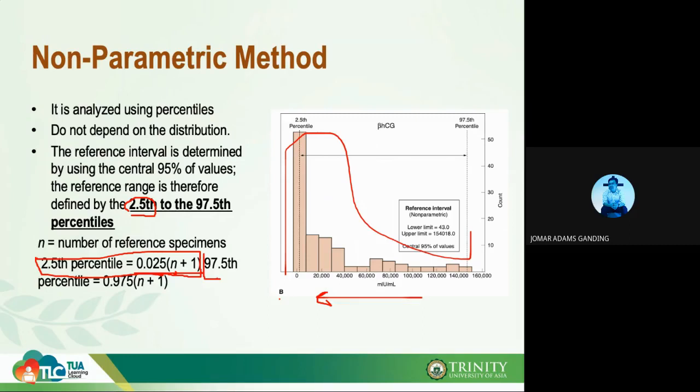So having said that now, by the end of this, you are now able to compute the values of your data, or the reference interval for your particular test.